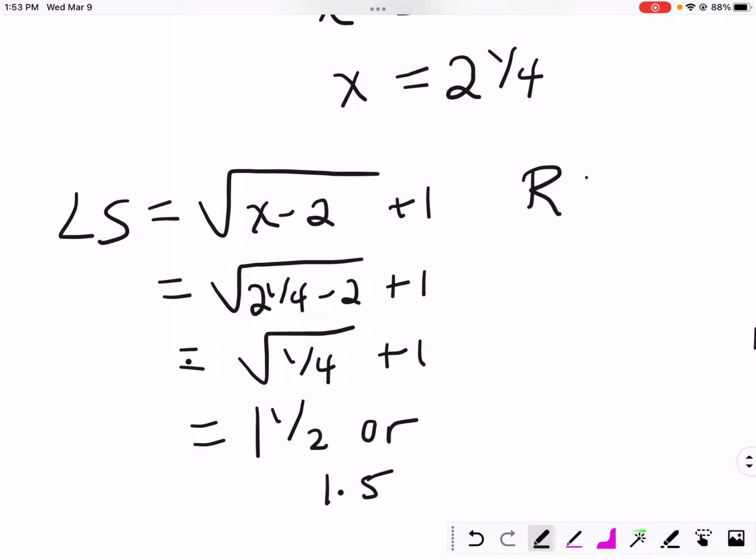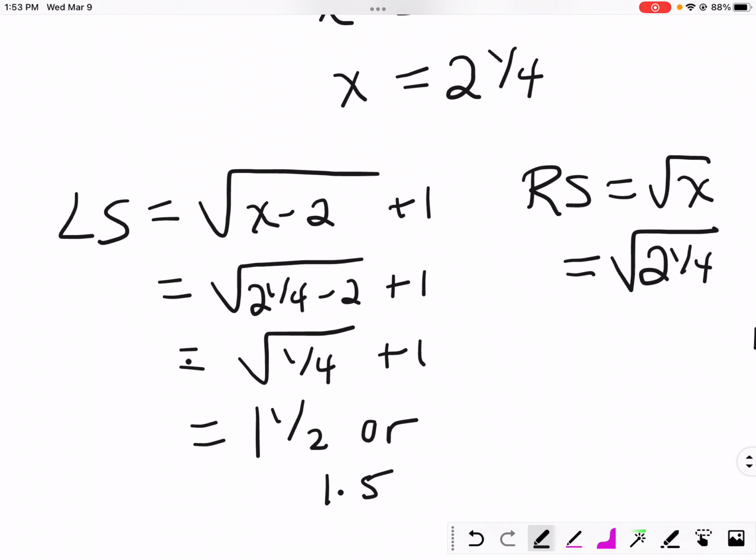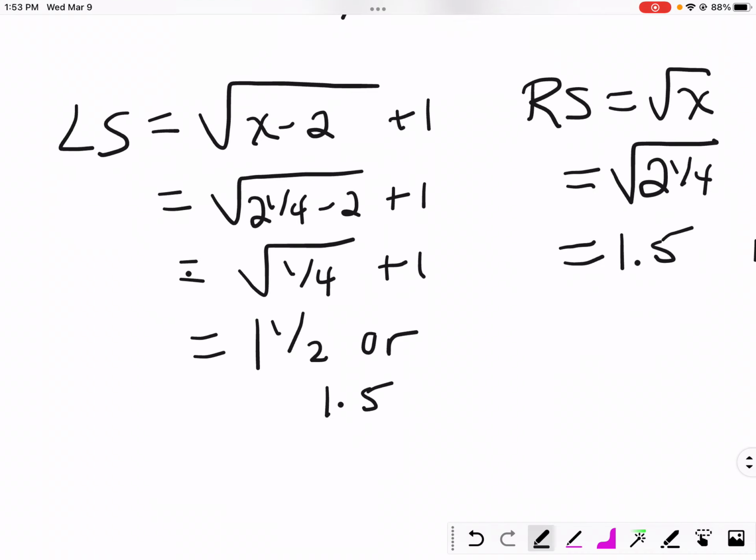Well, the right side in the original equation was the square root of x, which is the square root of 2 1/4. And when I do the square root of that, I get 1.5, or 1 1/2. So my final statement is left side equals right side, therefore x does in fact equal 1.5, or I could have written 1 1/2.